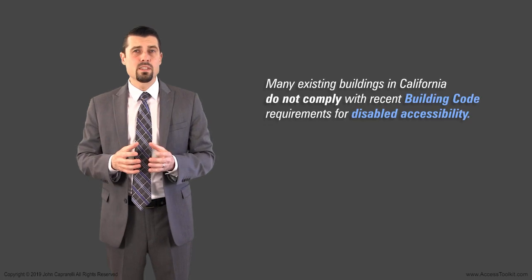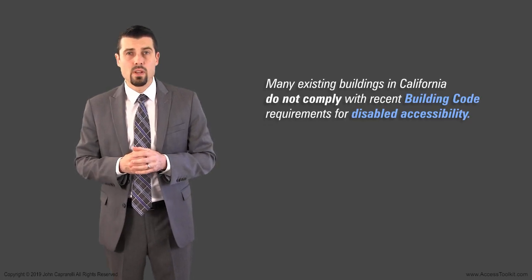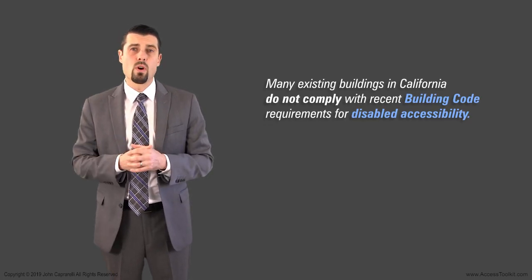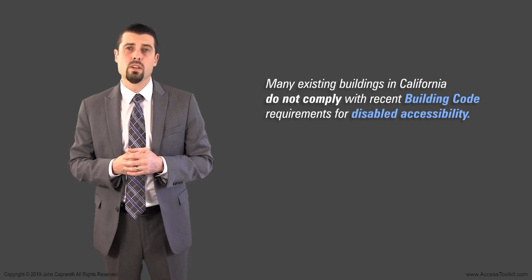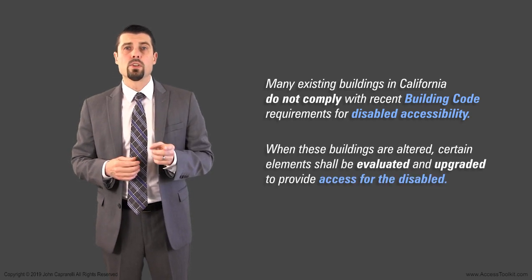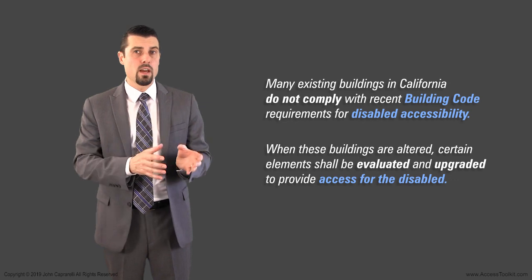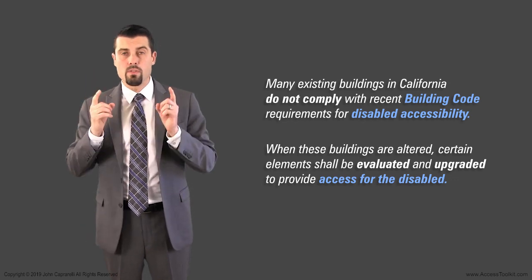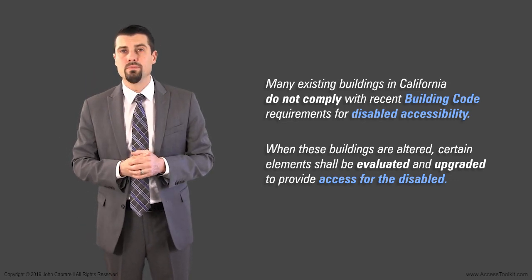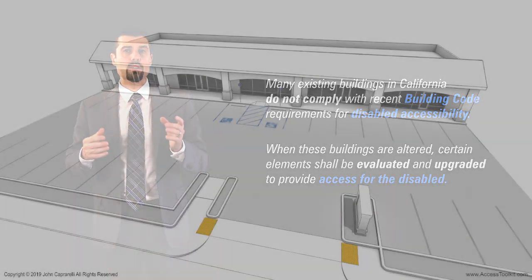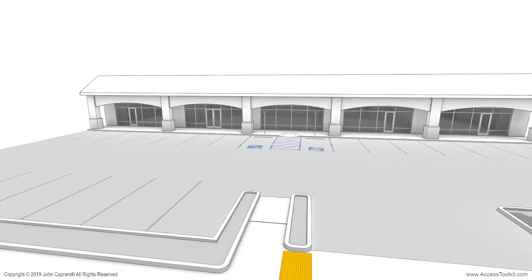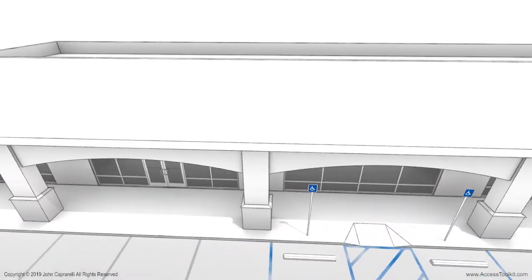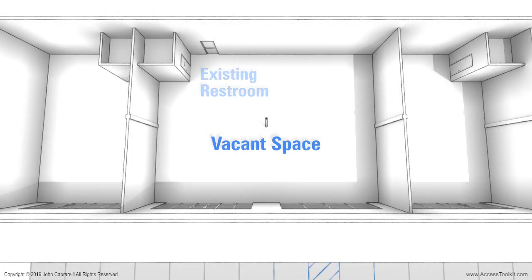Unfortunately, many existing buildings in California do not comply with recent building code requirements for disabled accessibility. When these buildings are altered, certain elements shall be evaluated and upgraded to provide access for the disabled. For this video, our example project is a clothing store improving a space in an existing shopping center. Here's the space that's going to be improved. It's empty except for an existing unisex restroom.